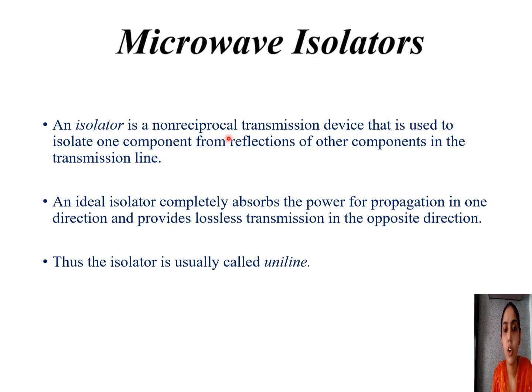An isolator is a non-reciprocal transmission device which is used to isolate one component from the reflections of other components in the transmission line. It allows transmission only in one direction and not in the reverse direction. An ideal isolator completely absorbs the power for propagation in one direction and provides lossless transmission in the opposite direction. So in one direction it has infinite attenuation, and in the other direction it provides lossless transmission. The isolator can also be called a uni-line.